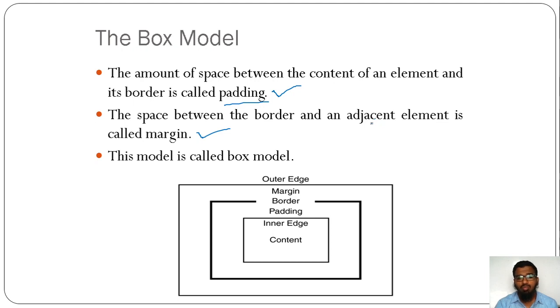So this is the model of the box. First the content, inner edge and padding, then this is the border and this is the margin. Padding means the space between the content and the border, and from the border to the outer edge is the margin.